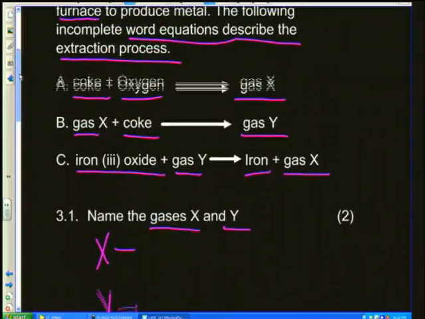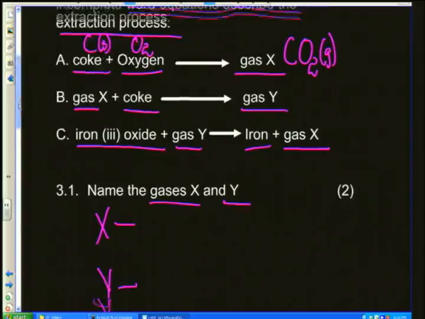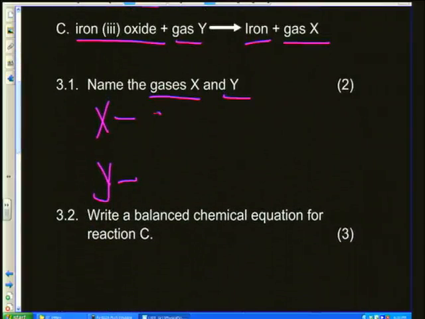The first thing here, they say, coke plus oxygen to give us gas X. Now what is coke? Coke is carbon, and that's just C there. So that's carbon plus oxygen. What gas are we going to have? The gas that we are going to have, learners out there, is carbon dioxide. So our X is actually carbon dioxide. That's CO2 gas.